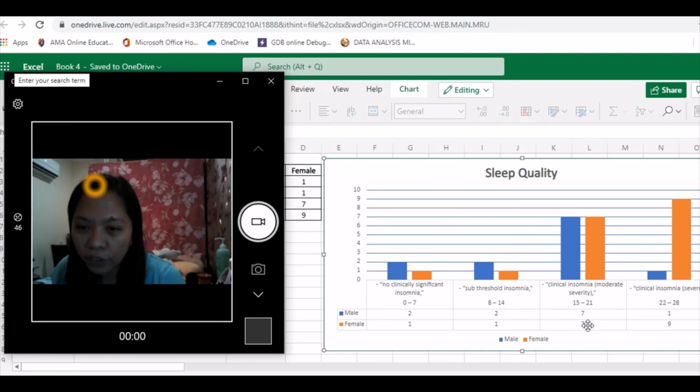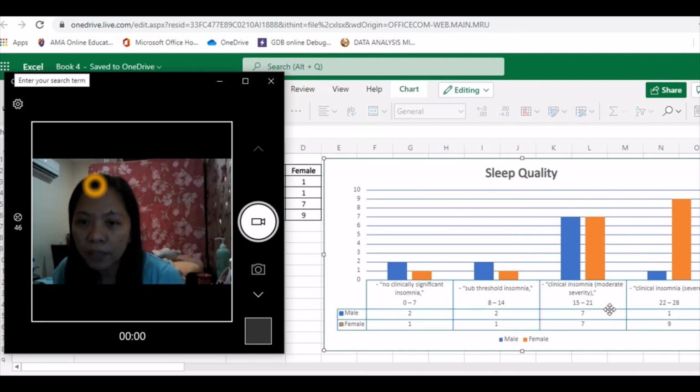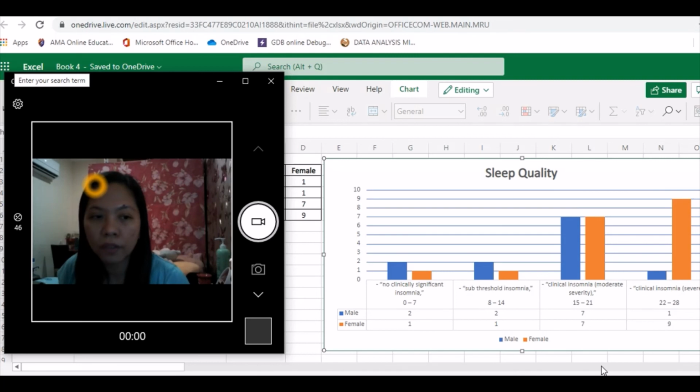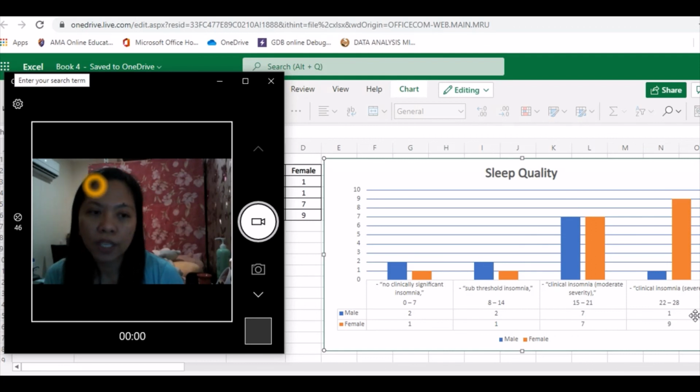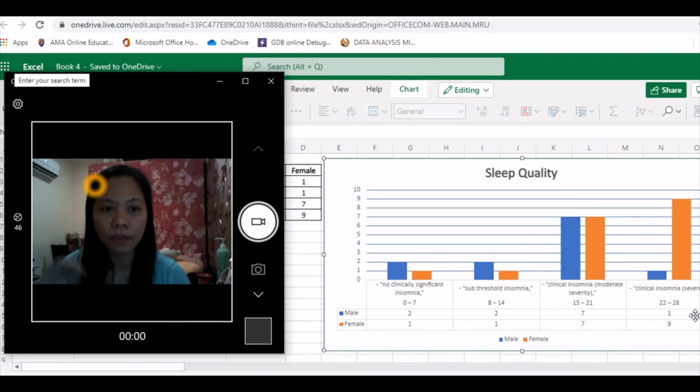And then on the third scoring, we have clinical insomnia, or those who are having moderate severity. That is 15 to 21. The female and male population have a tie quantity in here. But when we turn to the last, for those who are having severe clinical insomnia, the female population has a higher quantity compared to the male population.